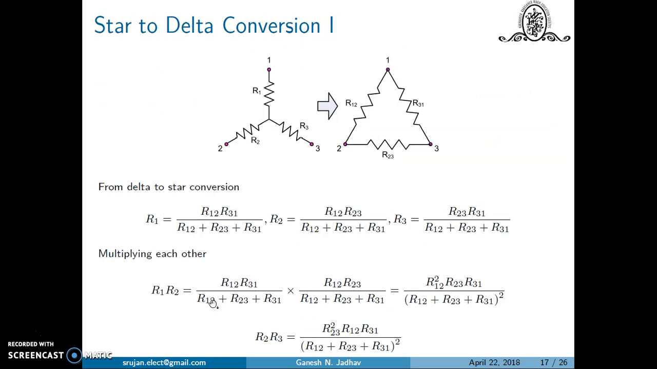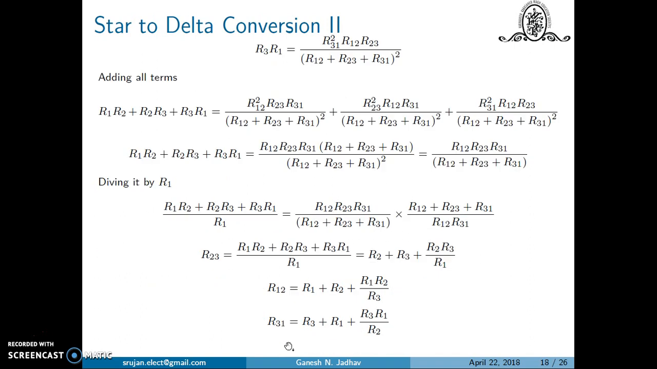Adding all these terms, R1 R2 plus R2 R3 plus R3 R1, the denominator is the same, (R12 plus R23 plus R31) squared. In the numerator we can take R12 R23 R31 common, in bracket R12 plus R23 plus R31. One term from the numerator and one term from the denominator will cancel. So in the numerator what remains is R12 R23 R31 divided by R12 plus R23 plus R31.